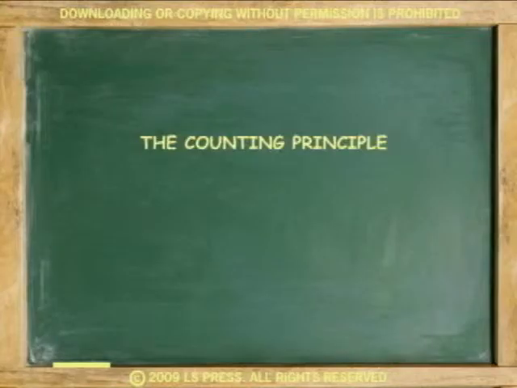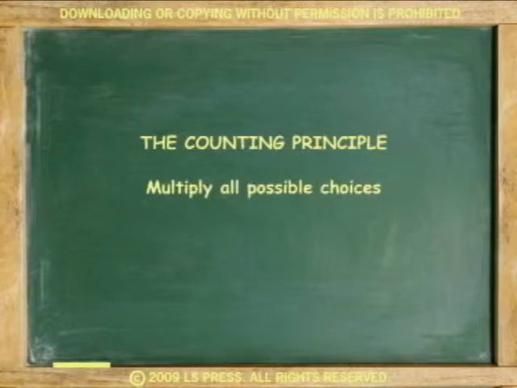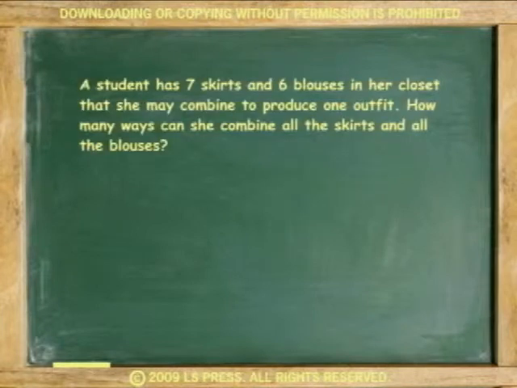When more than one event is taking place, the counting principle is used to determine the possible outcomes. The counting principle states that all the possible choices should be multiplied. For example, a student has 7 skirts and 6 blouses in her closet that she may combine to produce one outfit. How many ways can she combine all the skirts and all the blouses?